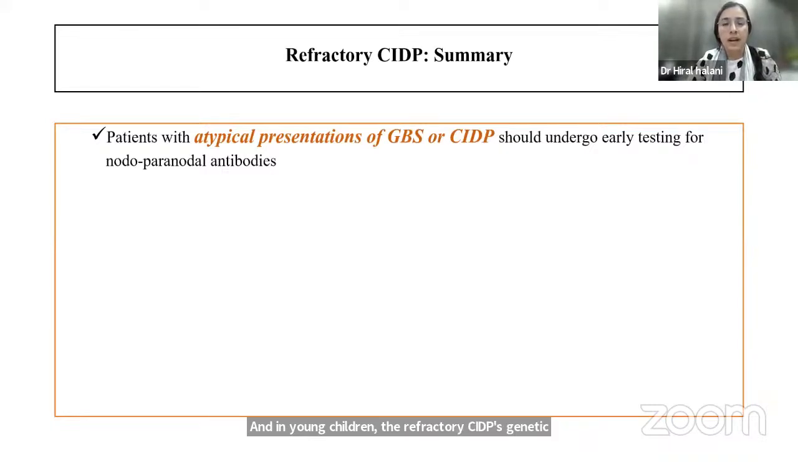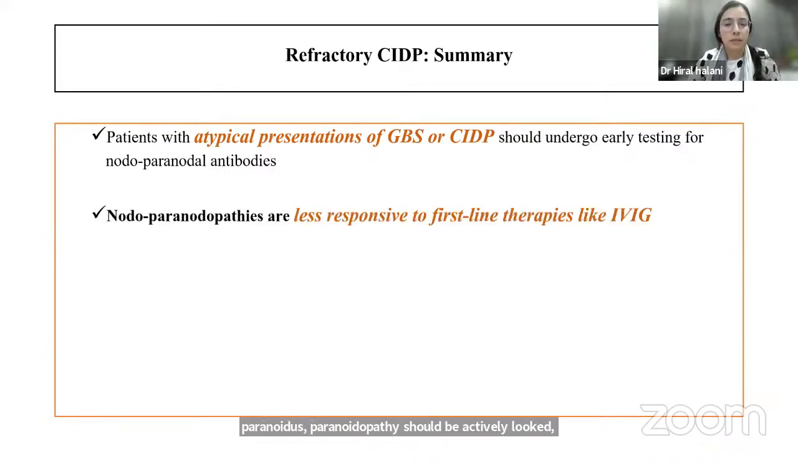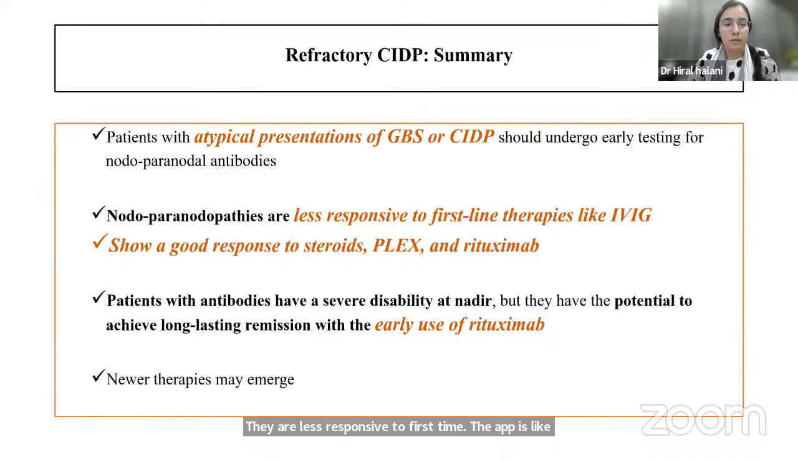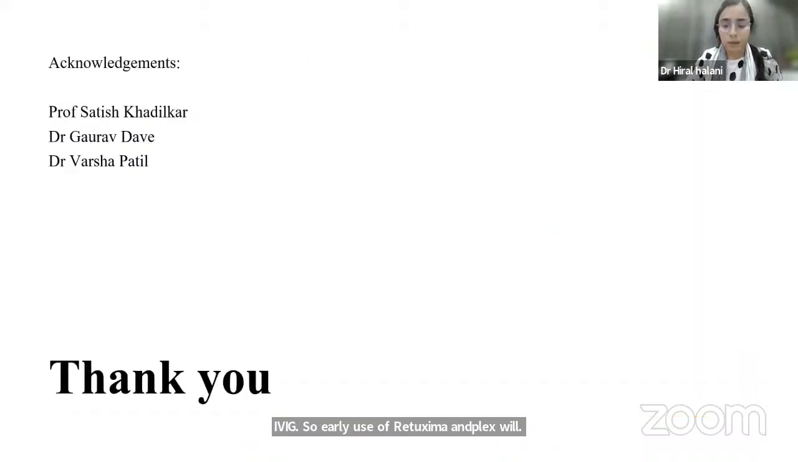And under the category of refractory CIDPs, nodopathy and paranodopathy should be actively looked for whenever there is an atypical presentation of GBS or CIDP. They are less responsive to first-line therapies like IVIG. So early use of rituximab and PLEX will produce long-lasting remission. Thank you.